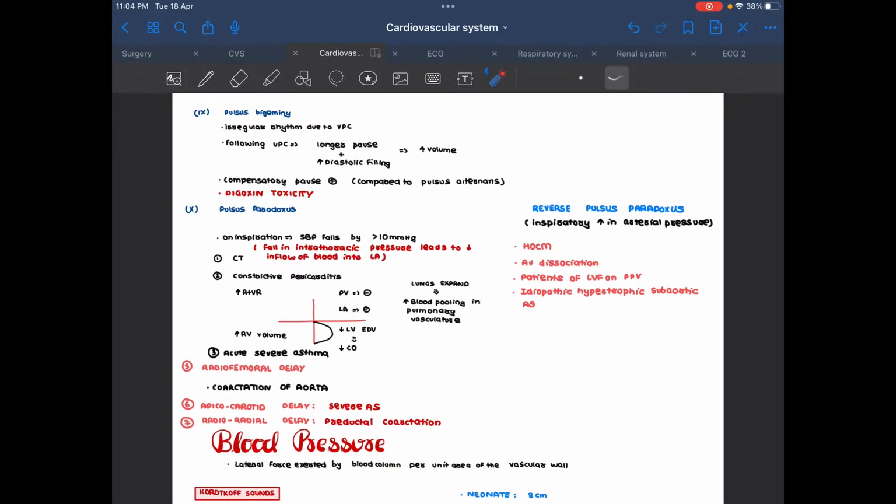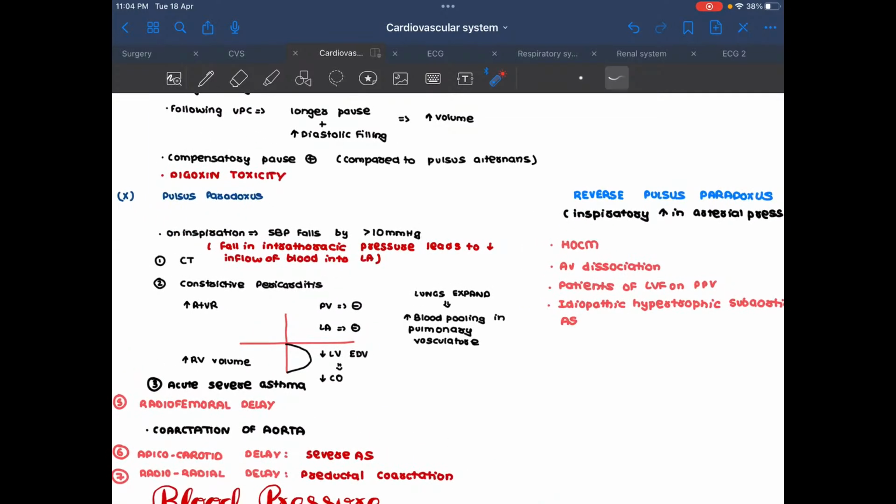Then I'm going to see something known as pulsus paradoxus. What is happening is usually on inspiration, the systolic blood pressure falls by less than 10 millimeters of mercury. And why is that happening is that whenever we inspire, negative intrathoracic pressure is generated, and because of that venous return is augmented. Okay? And whenever the venous return is augmented, I'm saying for the right side, what will happen to the left side?